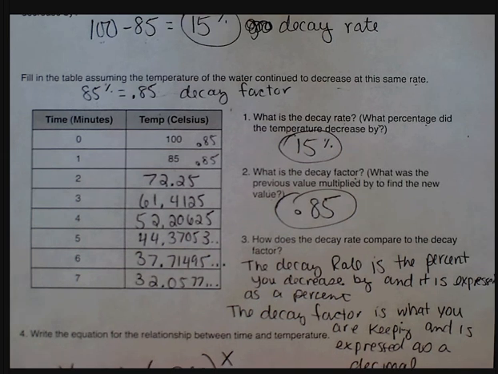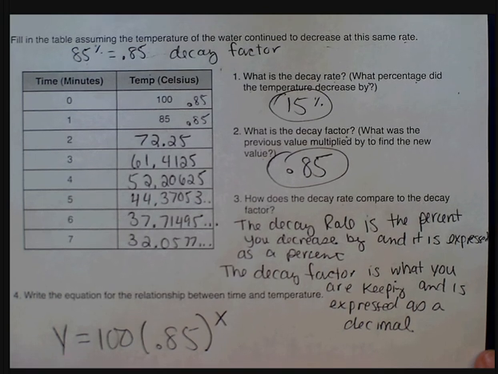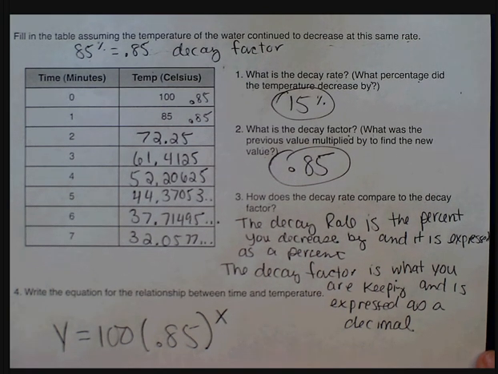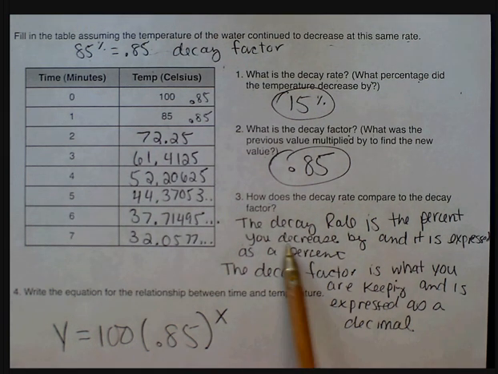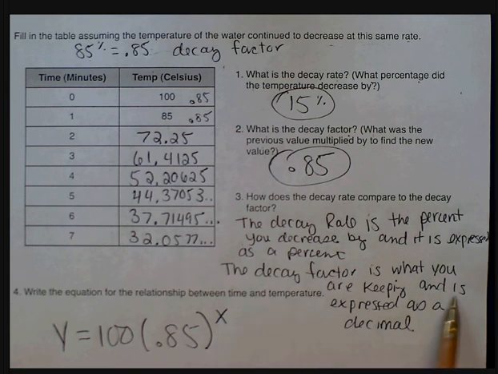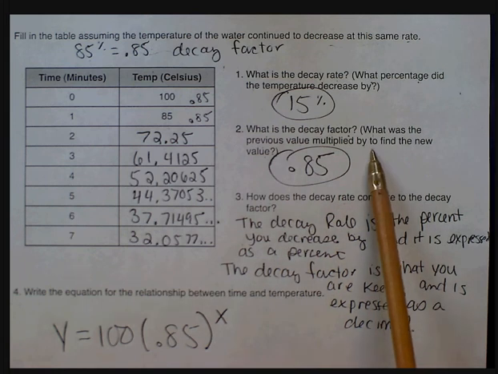So now the question says, what is the decay rate? What percentage did the temperature decrease by? And we talked about that at the beginning of the problem. That is 15%. What is the decay factor? What was the previous value multiplied by to find the value? That was 0.85. We multiplied each value in the table by 0.85 to continue our pattern. How does the decay rate compare to the decay factor? The decay rate is the percent you decrease by, and it is expressed as a percent. The decay factor is what you keep and is expressed as a decimal. It is also what you multiply by in the table to find the next value.